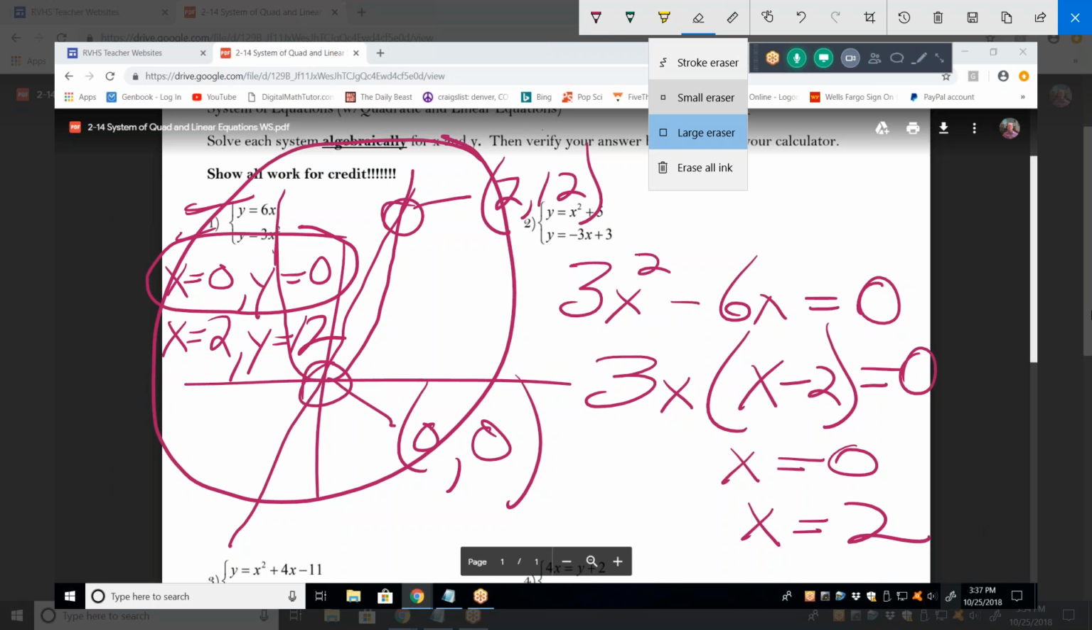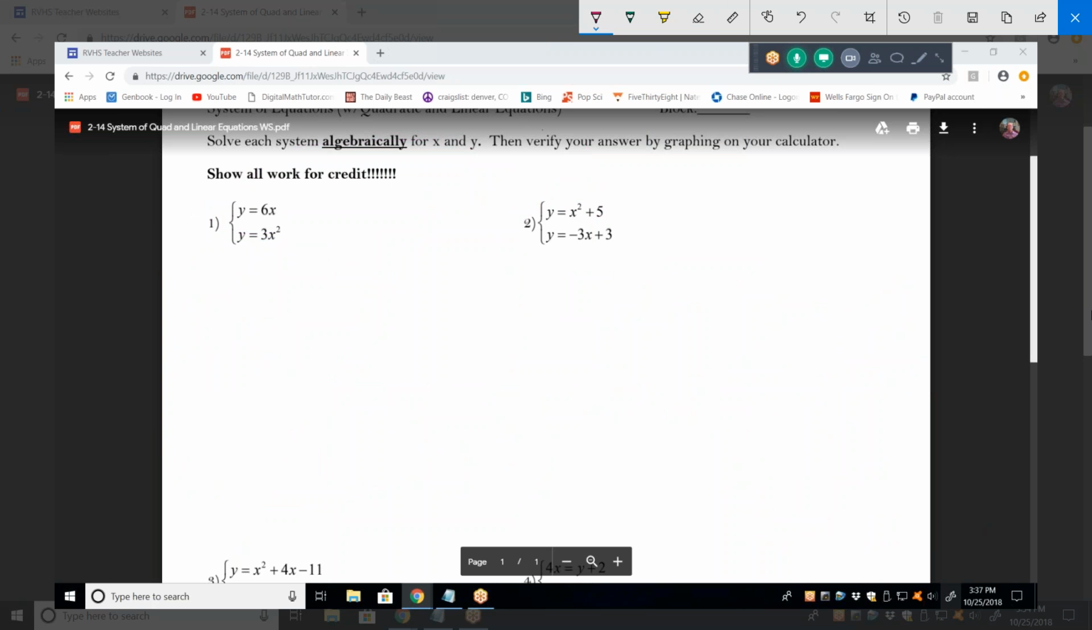So both of these two problems are pretty much the same. We solve a quadratic that allows us to algebraically solve for both x and y. And then if we happen to graph each function, we're going to see that they intersect at our solution that we came up with algebraically.